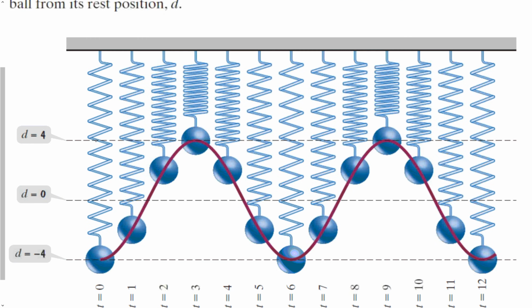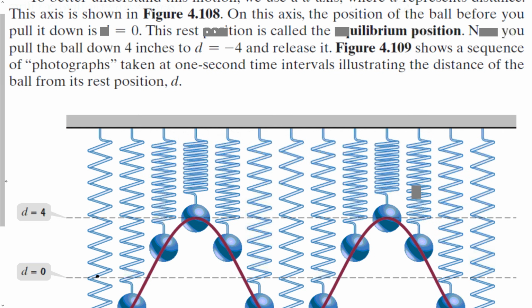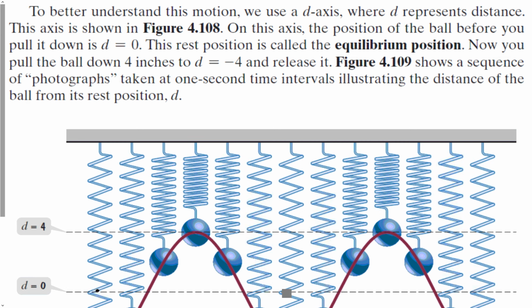So you pull the spring, right? This is the rest position. Here's the midline. You pull it down, you let it go. It goes up and then goes back down and back up and then back down over a course of however long. Okay. So we use a d-axis where d represents distance.